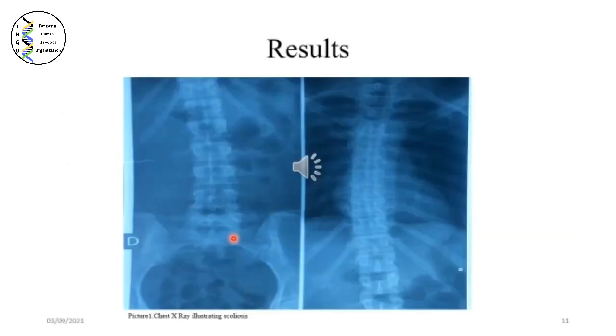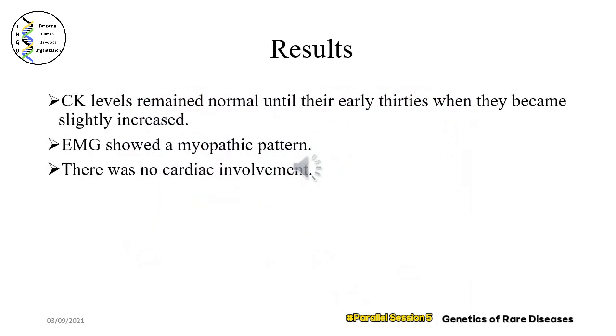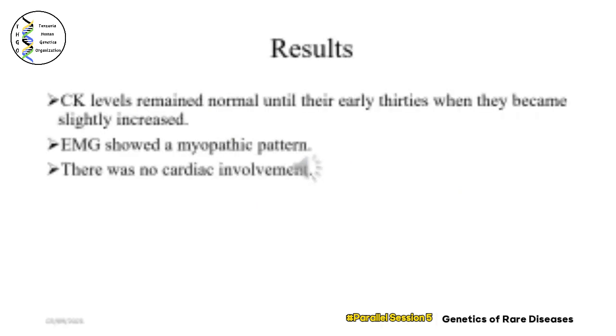Here you can see the X-ray for one of the oldest patients, who was ambulatory at 30 years old. So this means that although it started early, the progression is very slow. CK level remained normal, but rose to the upper normal in the oldest patient, and the EMG showed a myopathic pattern. There was no cardiac involvement.